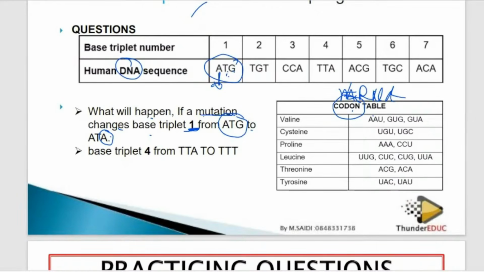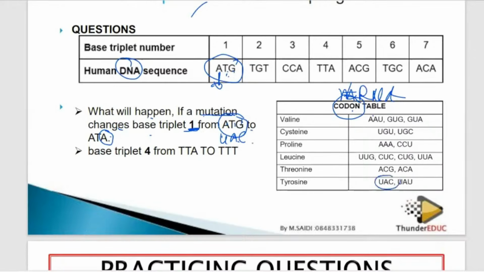When you change into messenger RNA, A goes with U, T goes with A, G goes with C. So I'm going to get CUA. I come here, look for C, CUA, no, AUC, AUC, where is it?